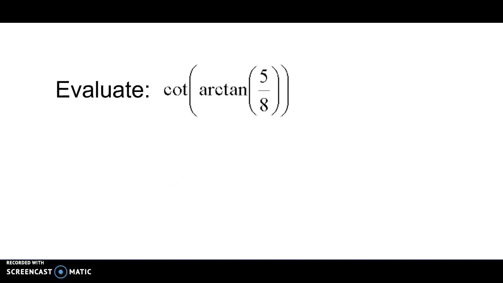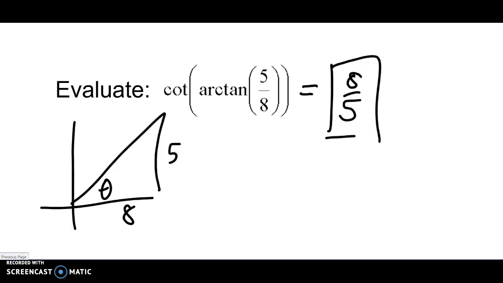Next one, cotangent of arctangent of 5/8. Again, let's draw a triangle. Or maybe you don't have to. All right, so cotangent of arctangent of 5/8 is 8/5. How do we know that? Well, I said you could draw a triangle. Maybe you could realize the relationship between cotangent and tangent, and understand that's just going to be the reciprocal, so maybe you don't even have to draw one.